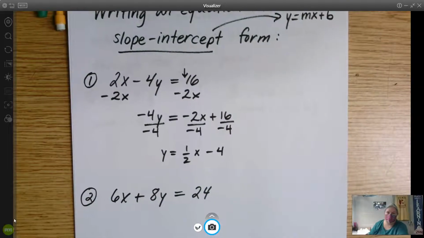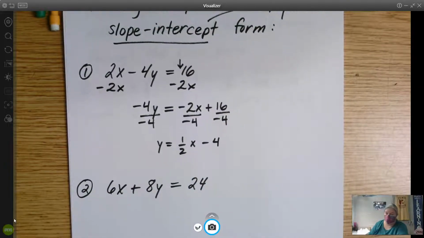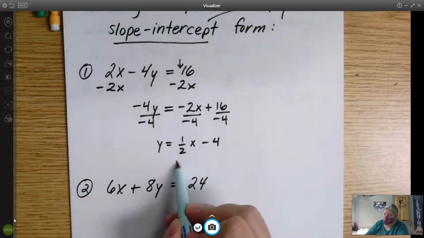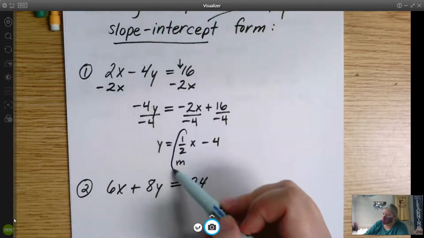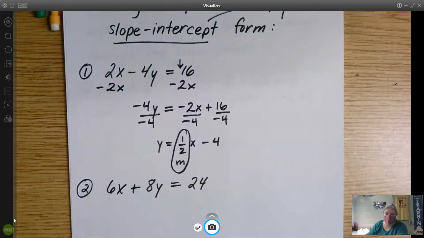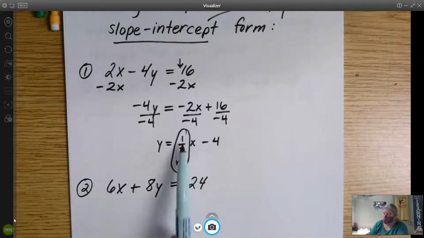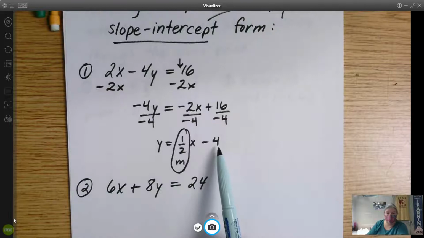So what that tells me about this line is that it has a slope of 1/2, and that's important for me to know in case I want to talk about lines that are parallel to it, which would mean the same slope, or perpendicular to it, which would have a slope of negative 2/1, the opposite reciprocal slope.